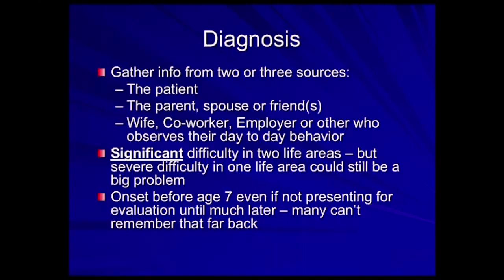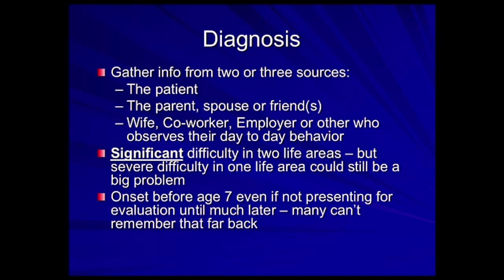You want to gather information from a few sources, and really the requirement is significant. This is still there: significant difficulty in two life areas, like home and work, or home or work and social life. You may do okay at home with the people that know you well and put up with you, but you may not be able to have any friends outside of home, or keep a relationship with a girlfriend, boyfriend, whatever, or even a spouse. But if you have significant enough difficulty in one life area, you probably got it.